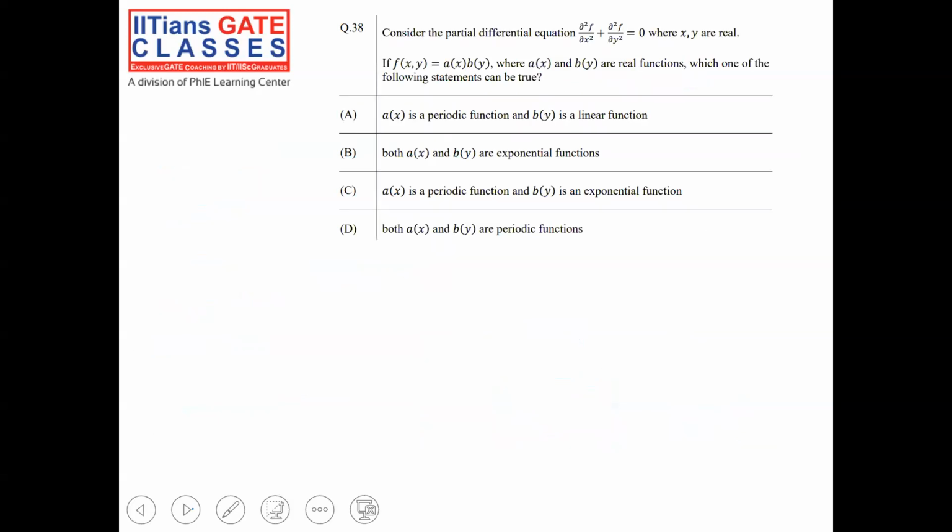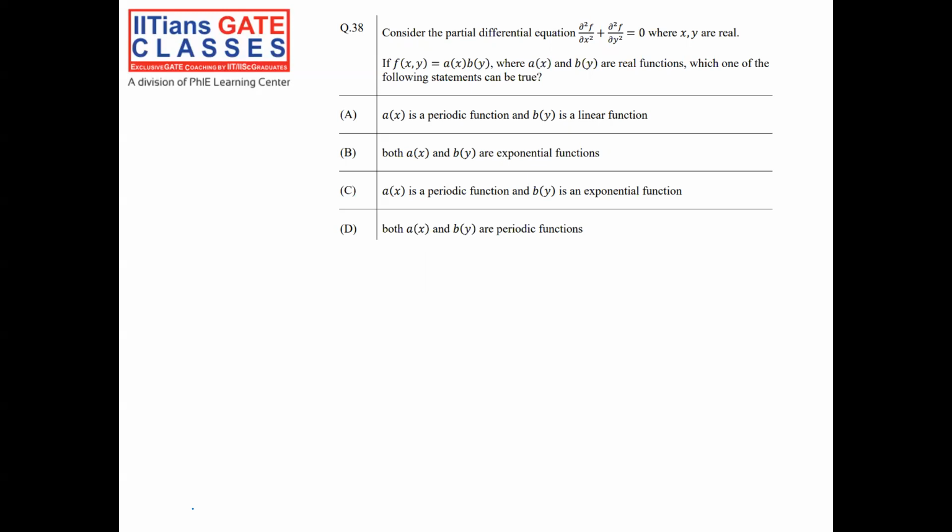Coming towards next question. This question is from the partial differential equations. They have given us the partial differential equation dou 2f by dou x square plus dou 2f by dou y square equal to 0. Okay, where x and y are the real. If f of x comma y is a of x into b of y, sorry, where a of x and b of y are real functions, then which one of the following statements can be true?